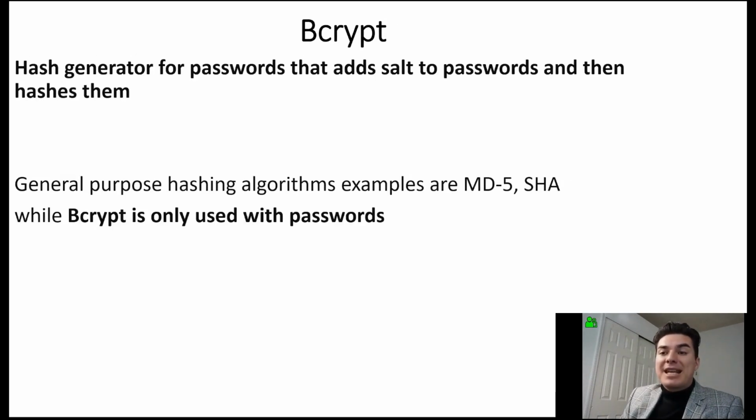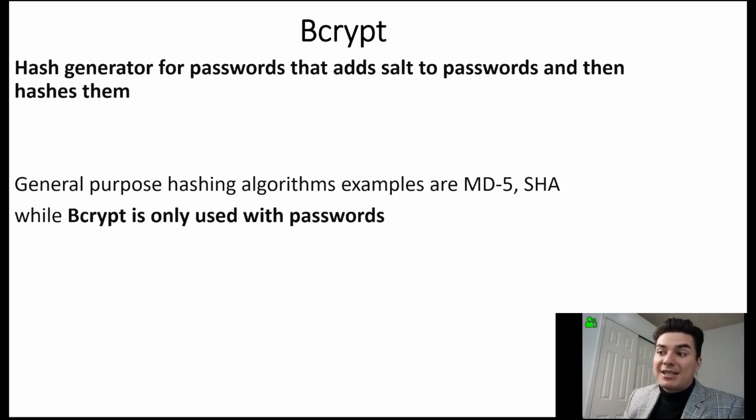Bcrypt. Bcrypt is a hash generator for passwords that adds salt to the passwords and then hashes them. It's specifically designed to be used only with passwords versus a general purpose hashing algorithm like MD5 or SHA. You can use those with many things, but Bcrypt is specifically designed for passwords.